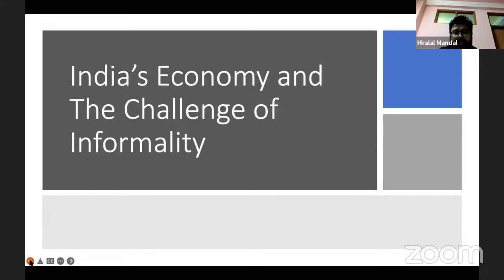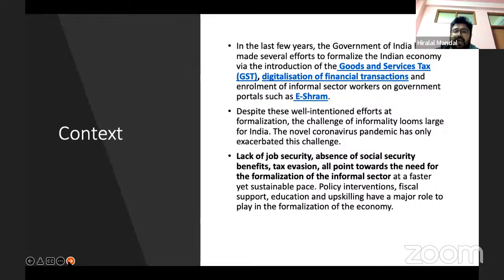All right, so let us discuss India's growing informal sector during the coronavirus period and India's push for the formalization of the economy. In the last few years, the government of India has made several steps, whether it is the goods and service tax, digitization of financial transactions through the RuPay card or through the Bhim app, and also the enrollment of informal sector workers on the government portal through eShram. All these efforts are aimed at formalization of the economy.